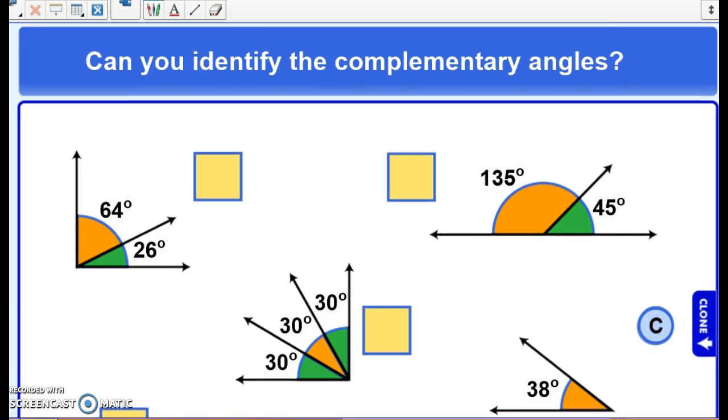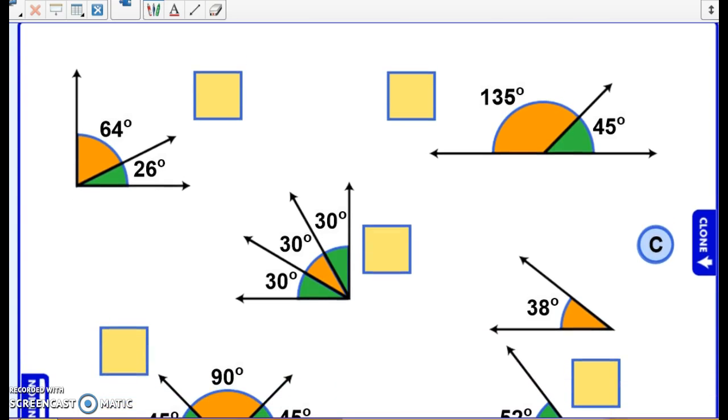Alright, so on this page, let's try and find the complementary angles. So right here we have a 64 and a 26. That does add up to 90. So that is going to be a complementary angle. Over here we have 135 and 45. That is going to be way bigger than 90, so it is not going to be a complementary angle.